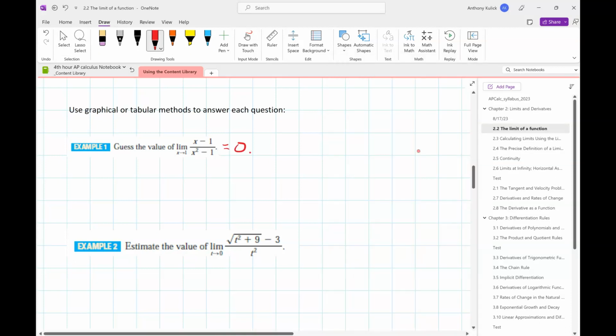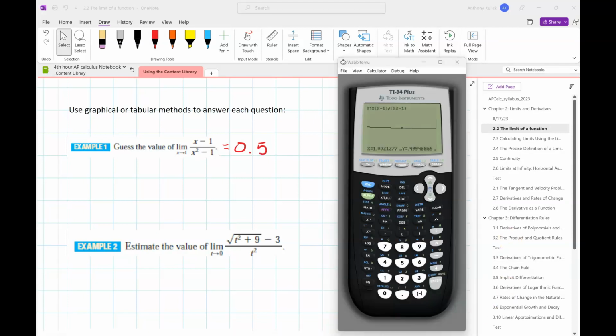Now, I should also check this with a table. What's the easiest way to do that? Well, I would do vars and then over to y vars, choose the function option and then the y1. And then I can do y1 of like 1.1 down to like 1.01.